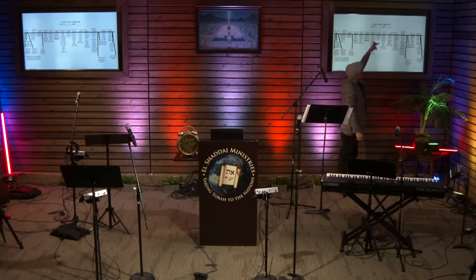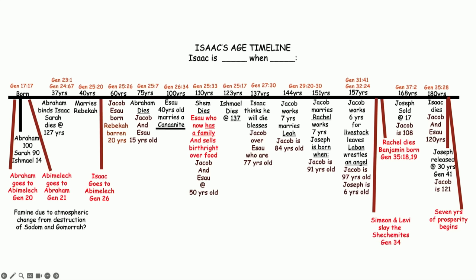All right, here, Isaac thinks he's gonna die, and so he blesses Jacob over Esau. They're now 77 years old. And then what happens? Jacob goes and works for 7 years to marry Leah. He's 84. Then he works 7 years for Rachel, and he's 91. Then he works 6 years for the livestock, wrestles the angel, when he's 97 years old. Most people don't put the timeline together. He was almost 100 years old when he's out there wrestling the angel. Joseph is 6 years old.